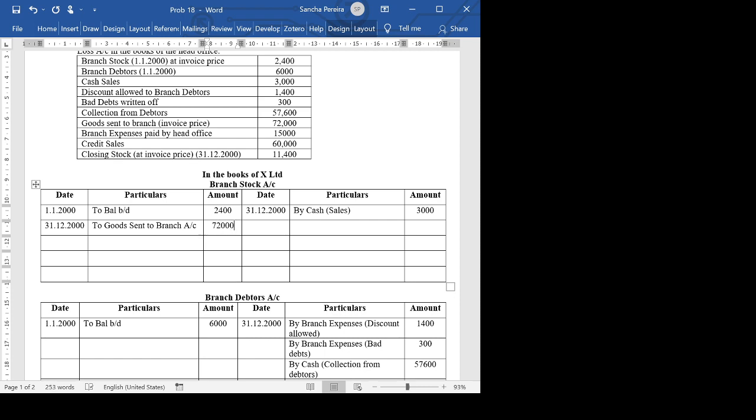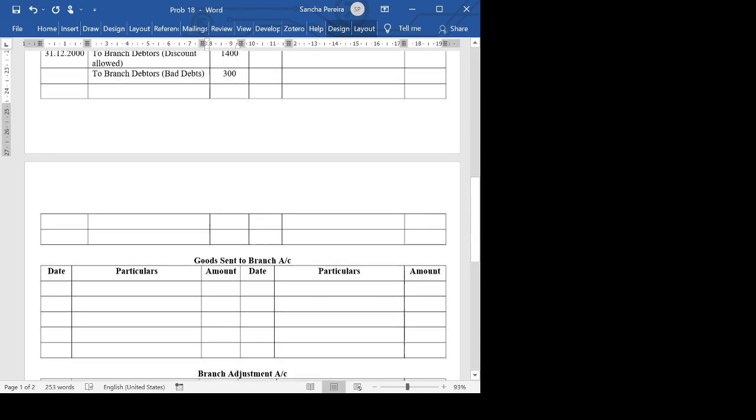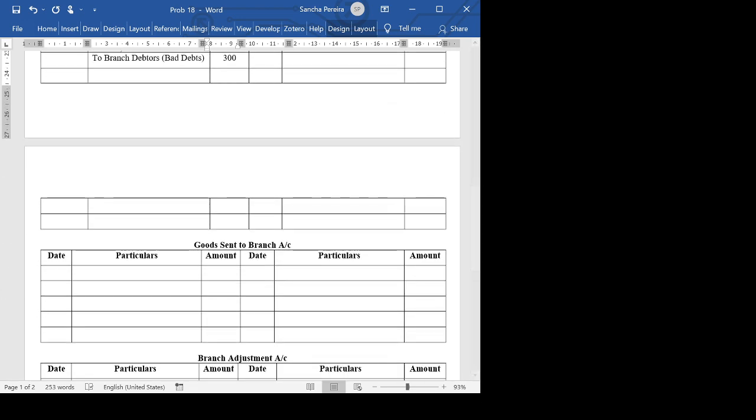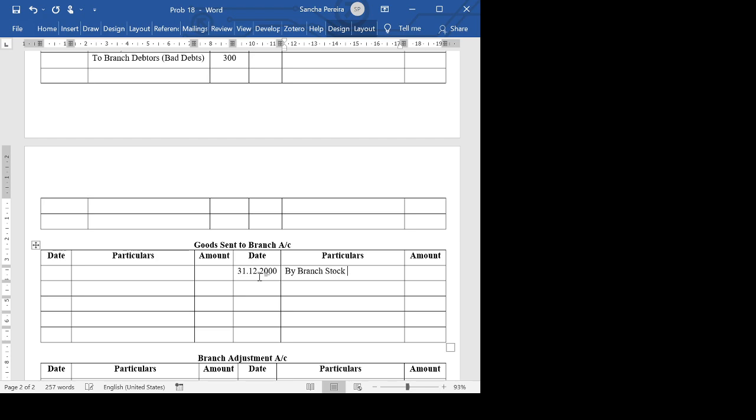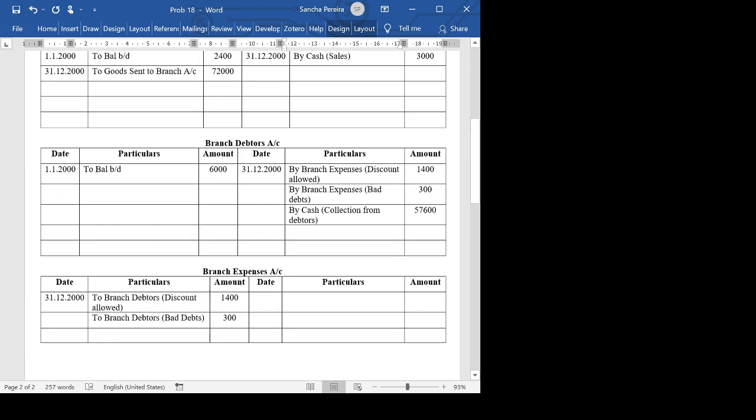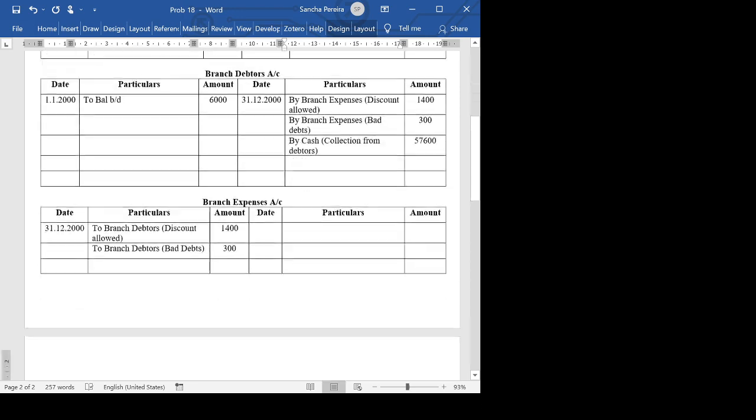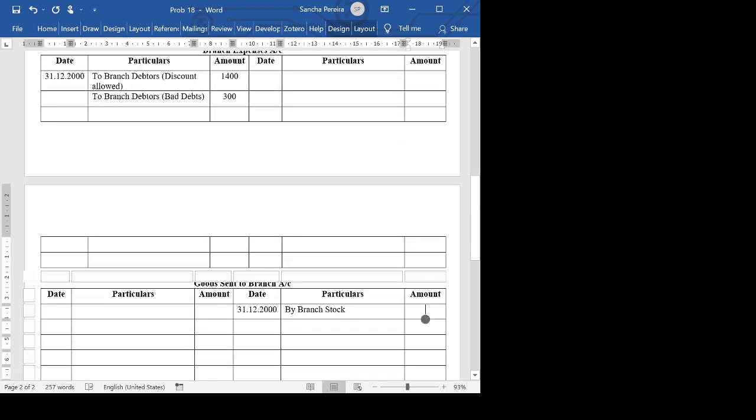Now we also have a goods sent to branch account. How will it come there? Can anyone tell me? It's surely coming on the credit side, but how will it come? Yes, it's going to come as by branch stock account. So that is 72,000, by branch stock 72,000.